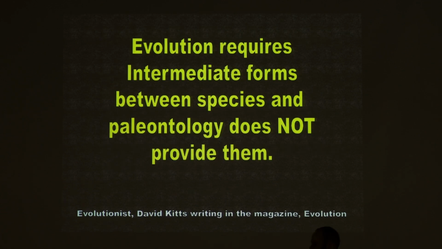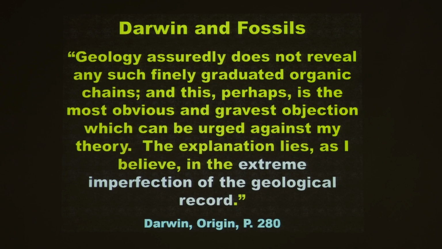Here's evolutionist David Kitts writing in a magazine called Evolution. What does he say? Evolution requires intermediate forms between species, and paleontology does not provide them. Fossils do not provide these intermediate forms. And Darwin knew this at his time as well.